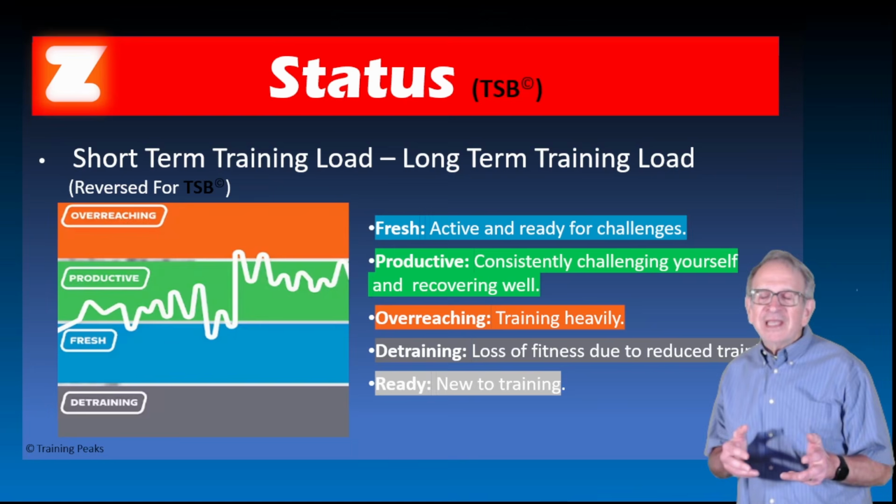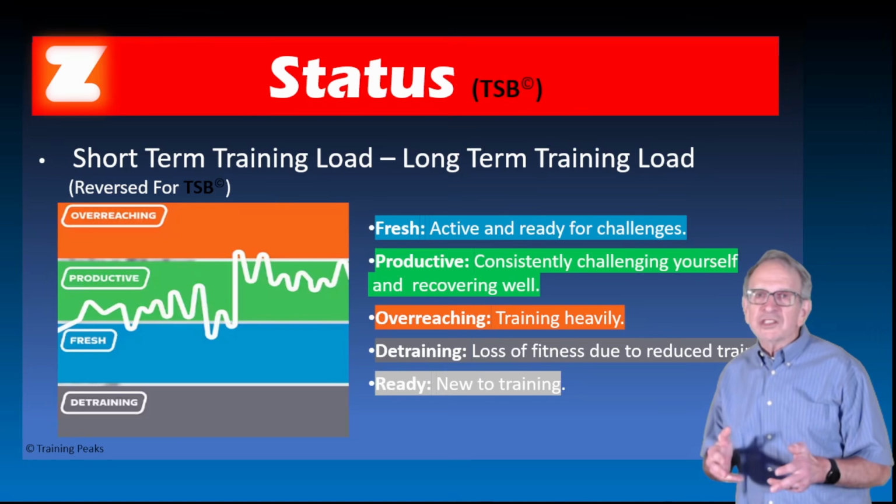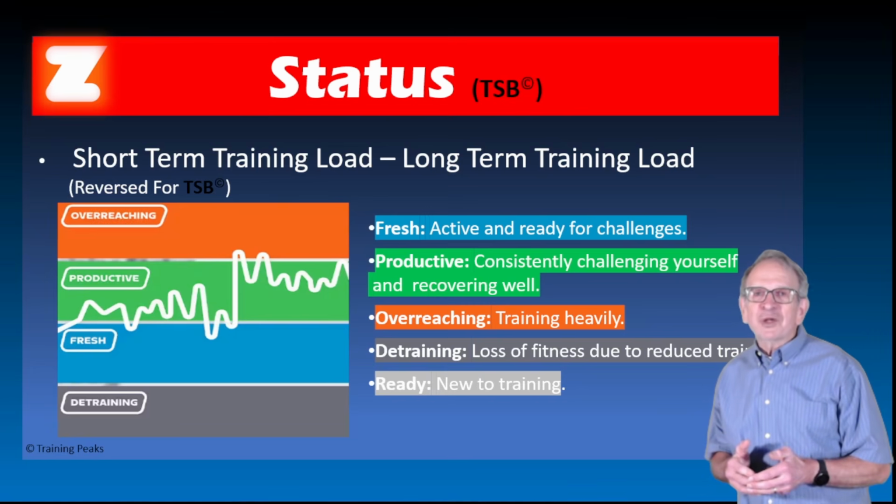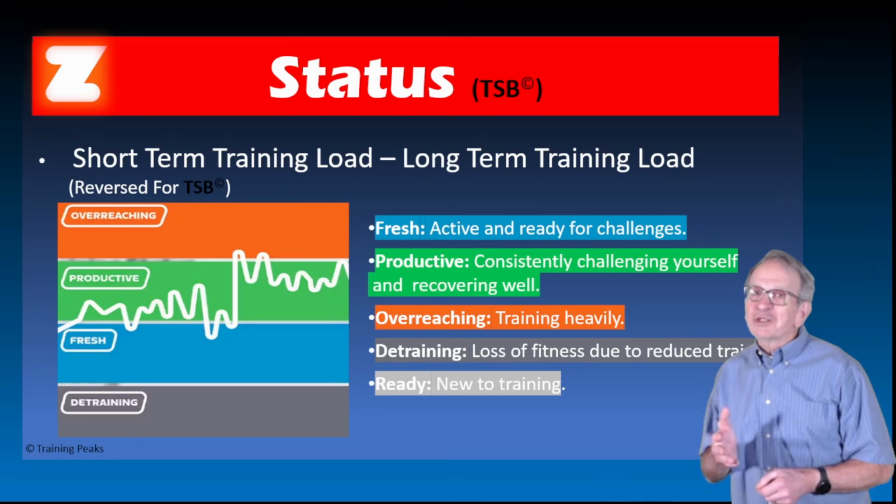And then there's a 5th category that's not shown on the chart. If you haven't done enough rides to accumulate data to calculate long-term and short-term training load, your status will be recorded as ready, new to training.